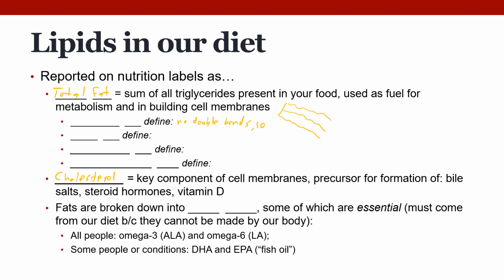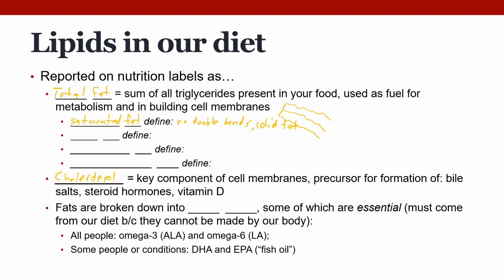you get a solid fat. Usually this is animal fat, though there are some solid plant fats. And that is called saturated because it's completely saturated with hydrogen. There are no double bonds. It's called a saturated fat.